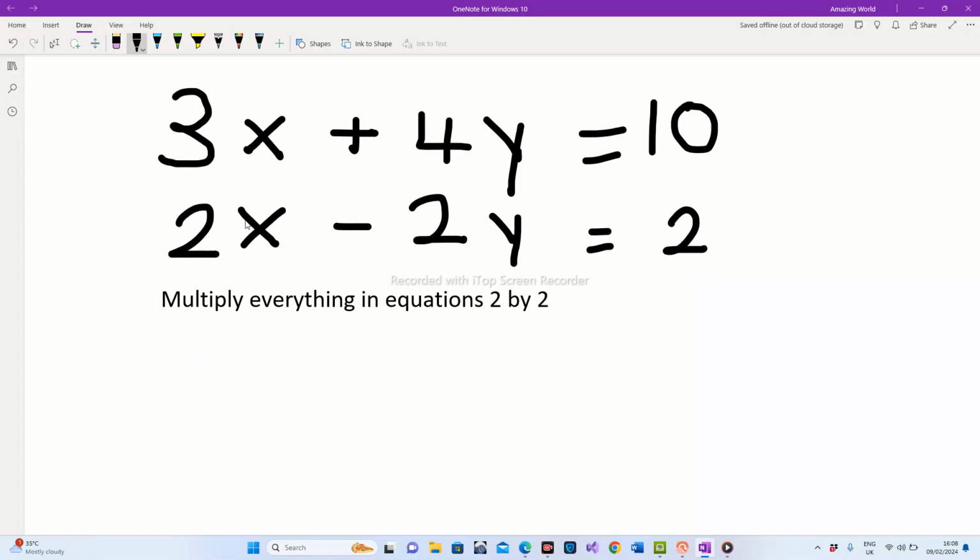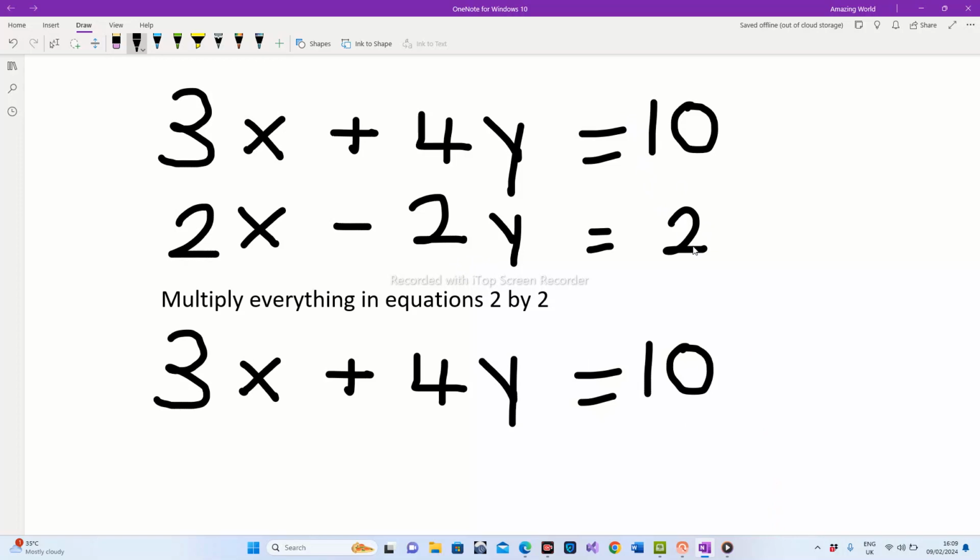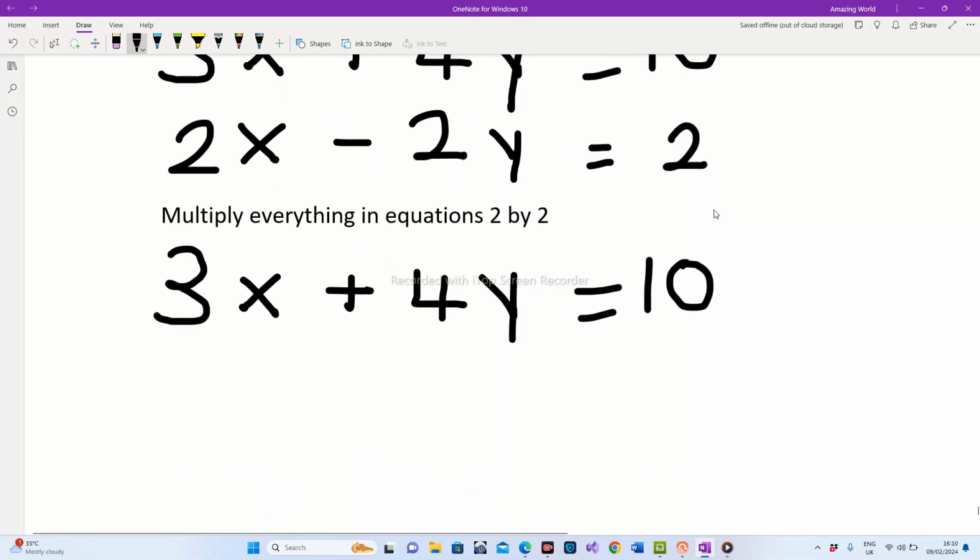Before then, let me just quickly write this equation 1 down, and then we'll multiply everything in equation 2 by 2. Remember what we have here, 3x plus 4y equals 10, is the same as this. So we are multiplying everything here by 2 so as to make this 4y the same as this, so that it can be very easy for us to eliminate. So let's multiply through by 2.